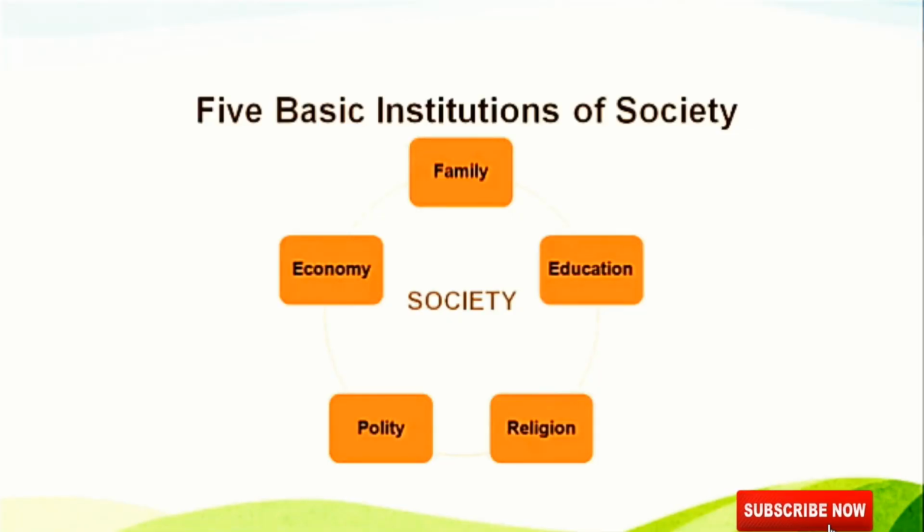They contribute to organizing a society and its people. There are different types of social institutions which come with a set of rules and norms, and being members of society, we all have to follow them. There are 5 basic institutions of society. These are family, education, religion, polity and economy. Let us discuss these 5 basic institutions one by one.